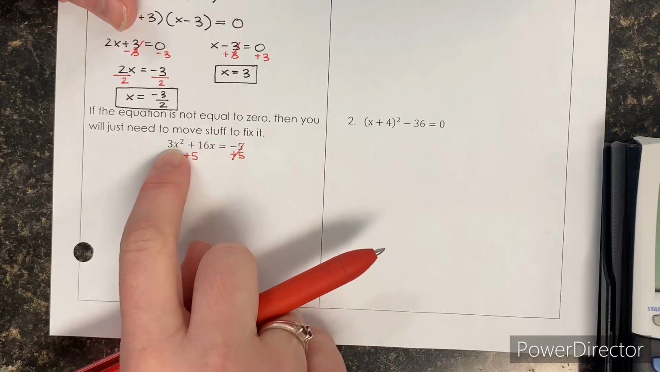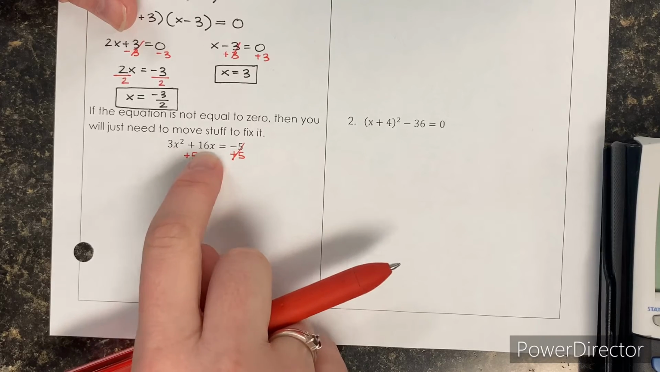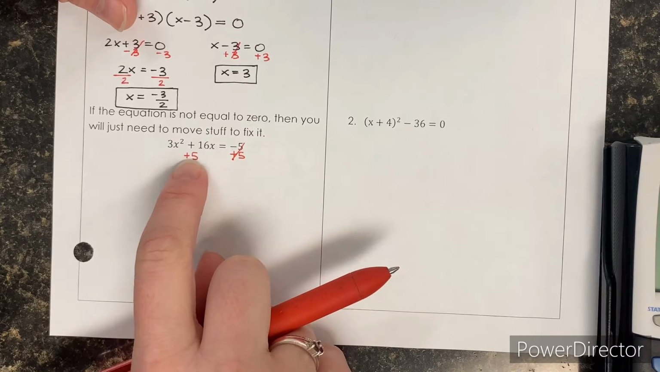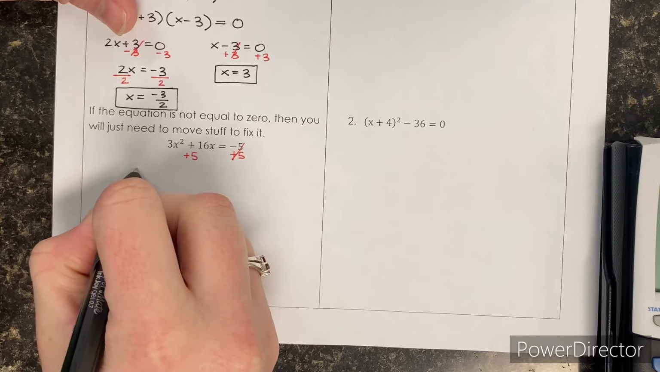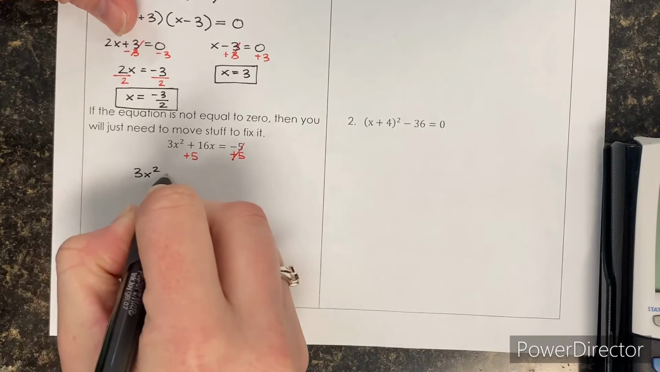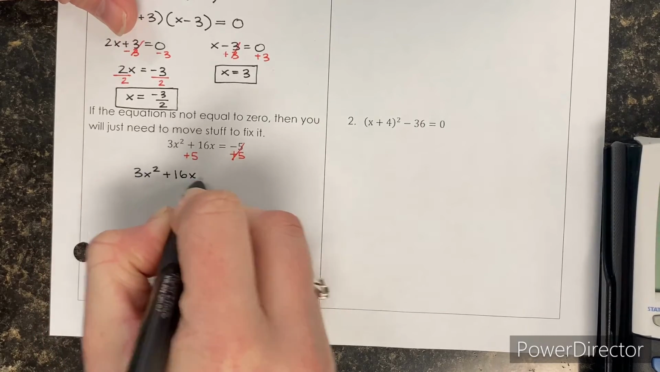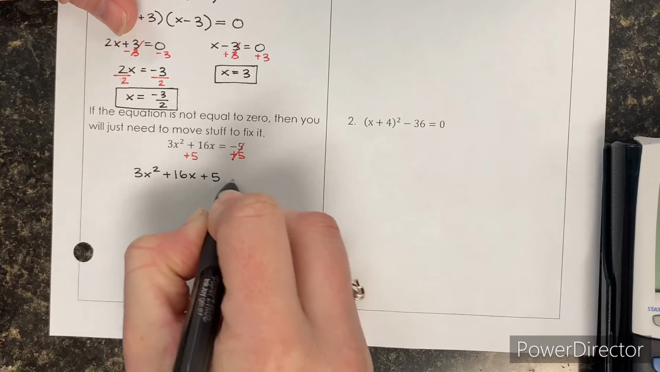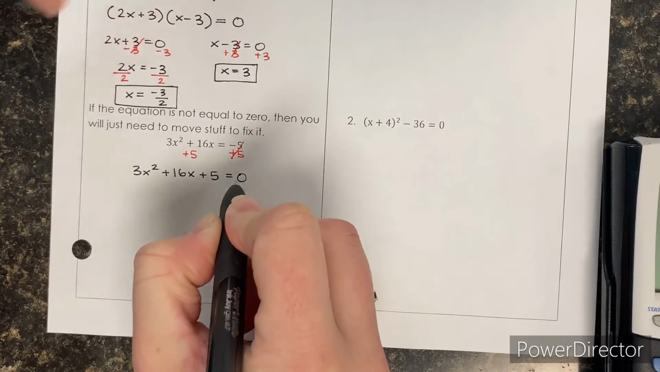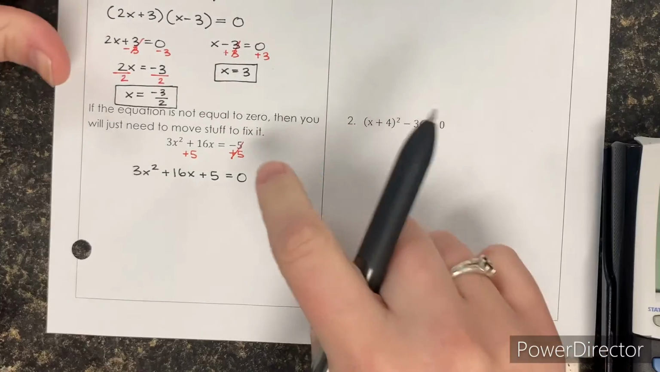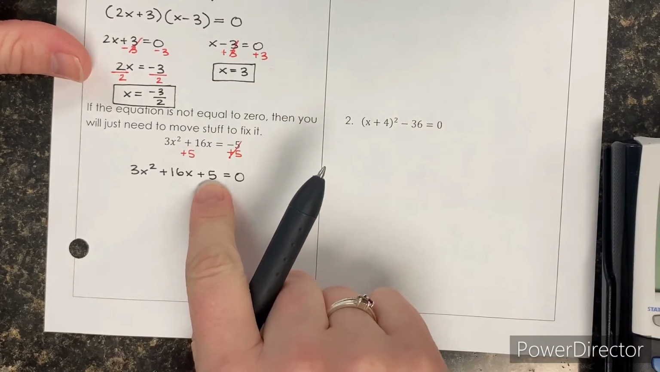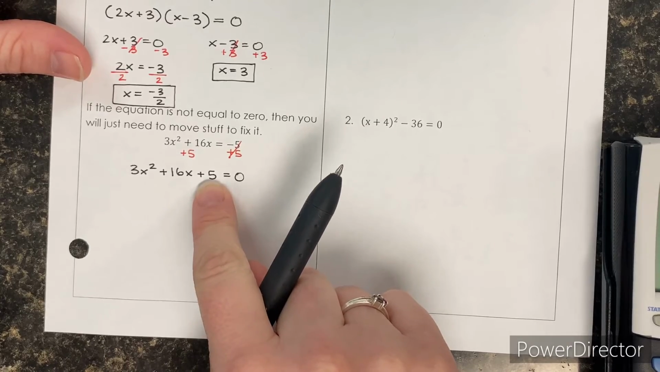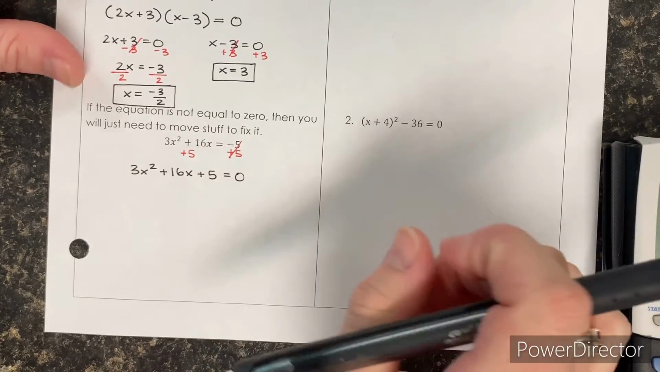Okay? I can't combine it with the 3x squared, and I cannot combine it with the 16x because this is just a 5. Those are not like terms. So this is actually going to become my C value. And so here's what the problem looks like. 3x squared plus 16x plus 5 equals 0. So all you did was take that -5 and move it over to the left, and it became +5 because we moved it across the equal sign. That's what I mean when I say move this stuff.